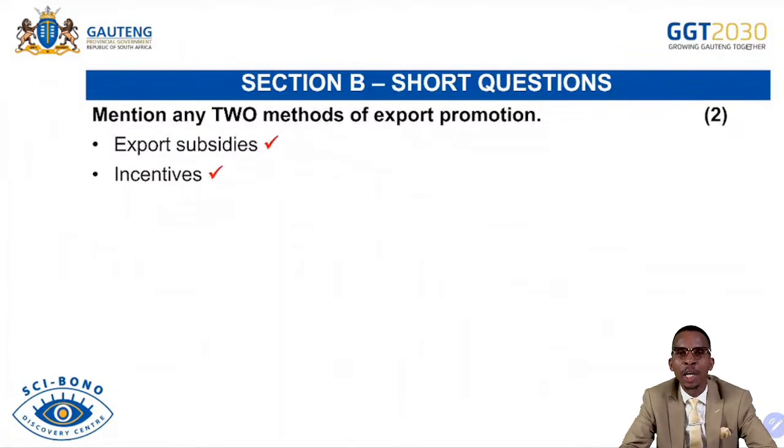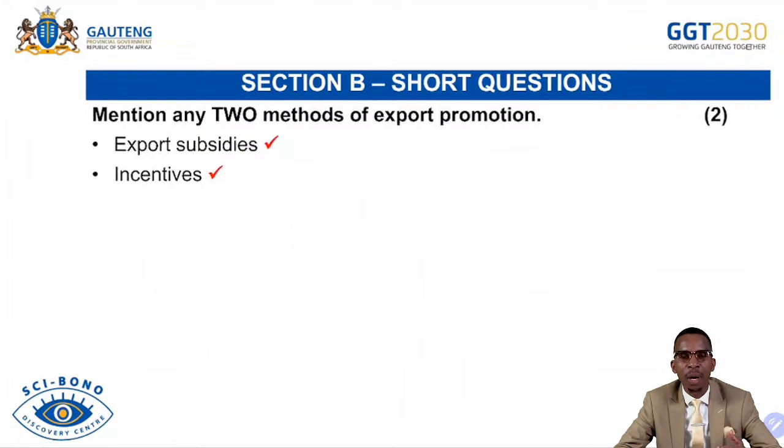Remember, if we talk about export promotion, we refer to the policy by the government aiming at promoting locally produced goods and services into the global market. The main aim is to ensure that local firms are able to produce more goods and services for foreign markets, not mainly for local markets. So within export promotion, there are some methods or approaches that are used.